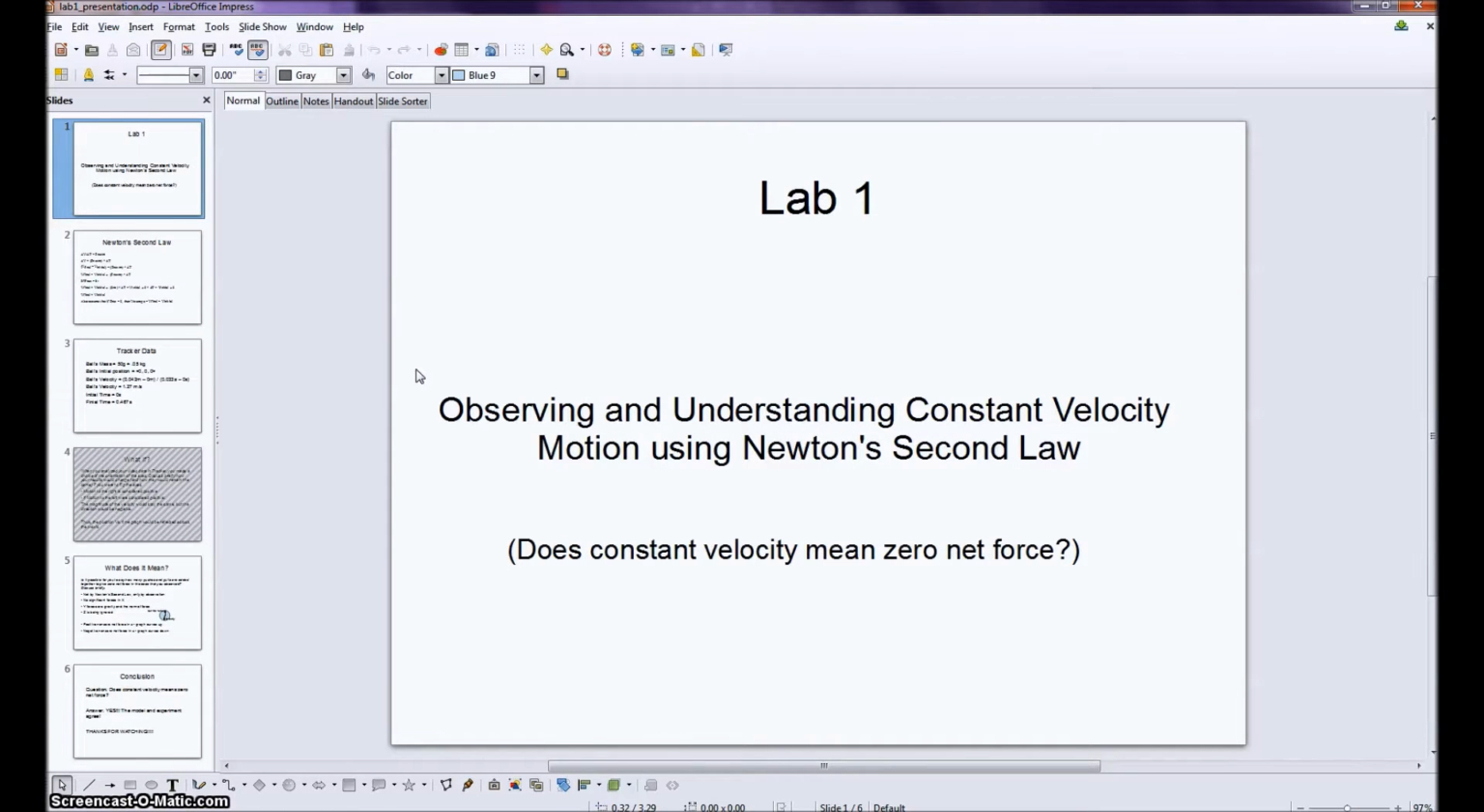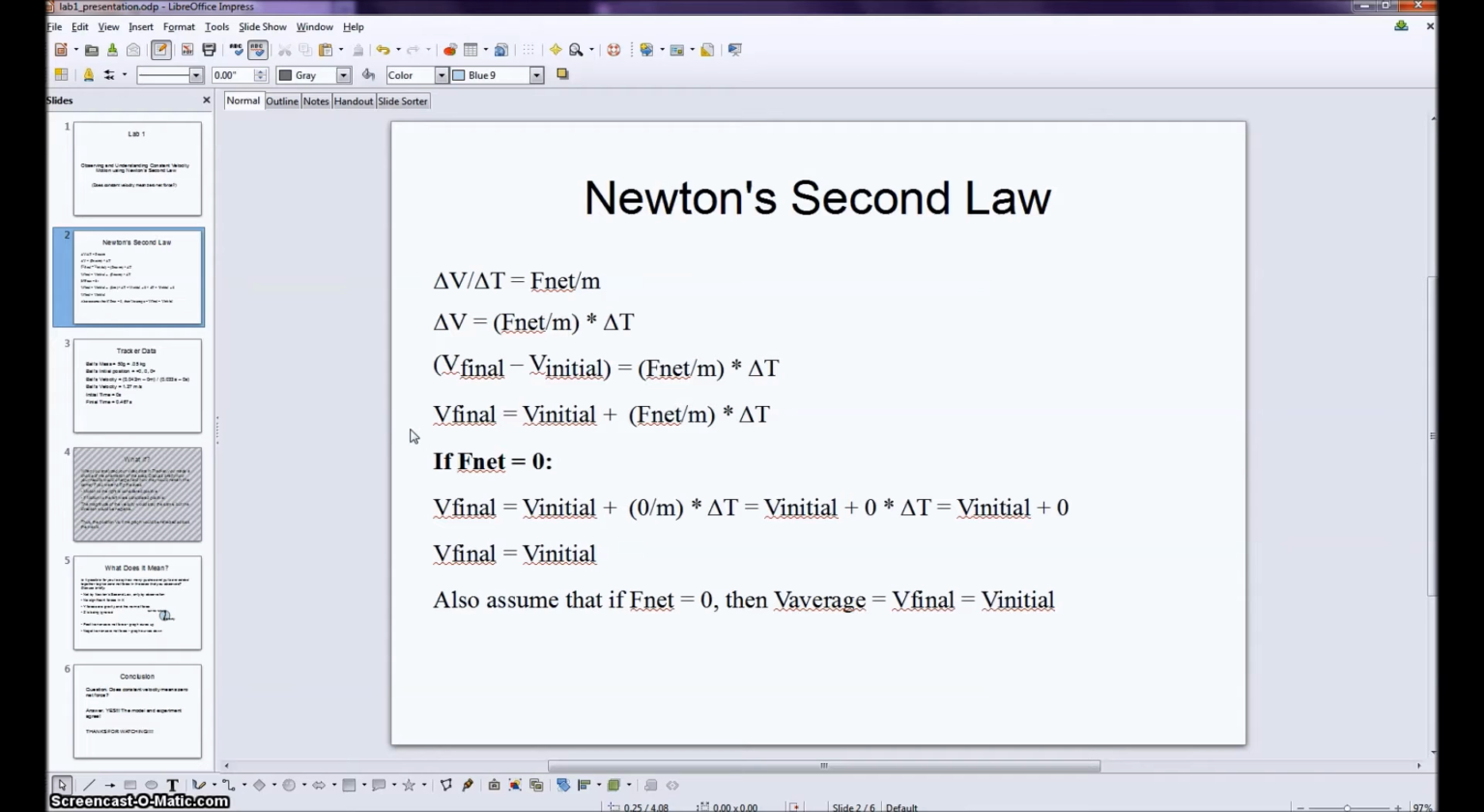I then graphed my results and noticed that the modeled velocity was equal to the experimental velocity. Newton's second law states that the change in velocity is equal to the net force acting on an object divided by the object's mass times the change in time. In my experiment, I assumed that the net force equals 0, which you can see means that the object is traveling at a constant velocity.